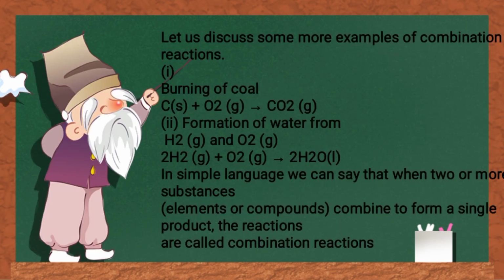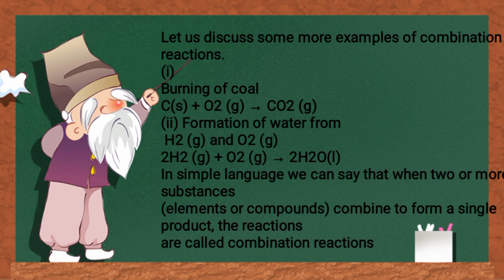Let us discuss some more examples of combination reaction. So we have studied the formation of slaked lime, that was one example. Let us go to the other examples. Burning of coal, carbon reacting with oxygen to form carbon dioxide. Here also you can see two reactants giving rise to one product. So this is a combination reaction.